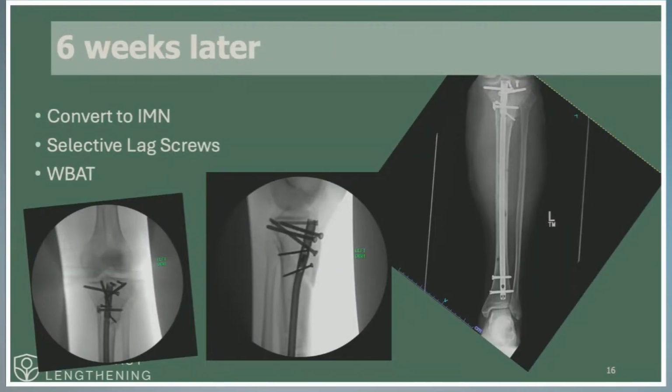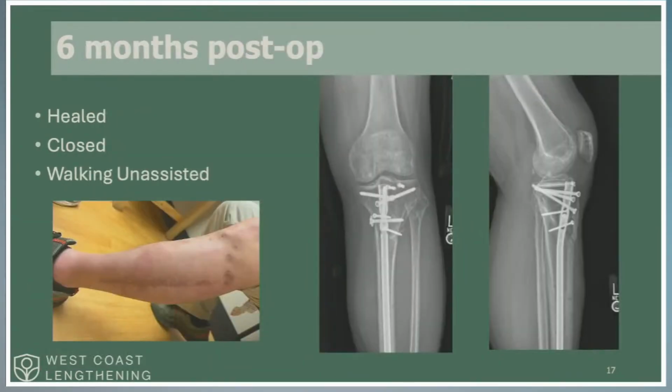And so we put a lag screw across that oblique fracture, and then we were able to do delayed primary closure, so he did not need any skin flaps or skin grafts either. And so here he is 6 months from his initial injury, and he's walking, he's closed, and he's healed. So no pain.